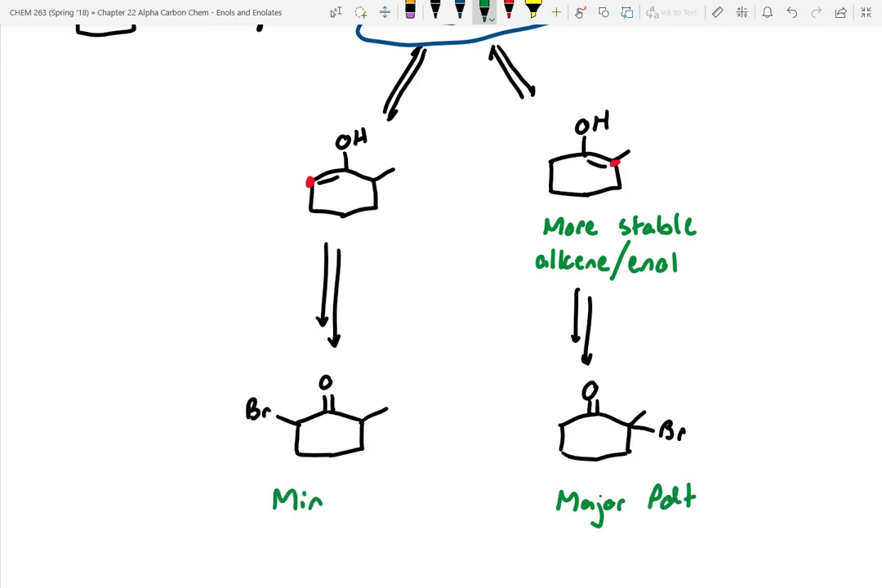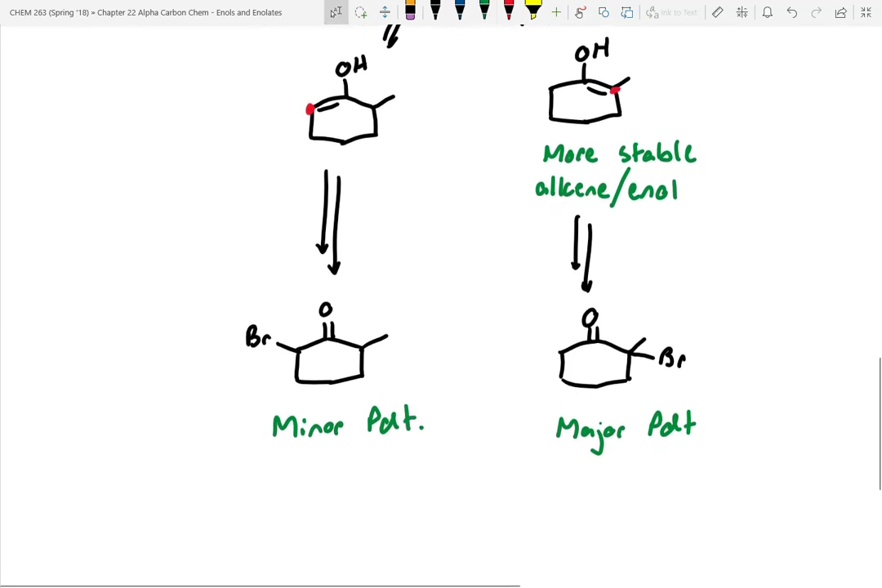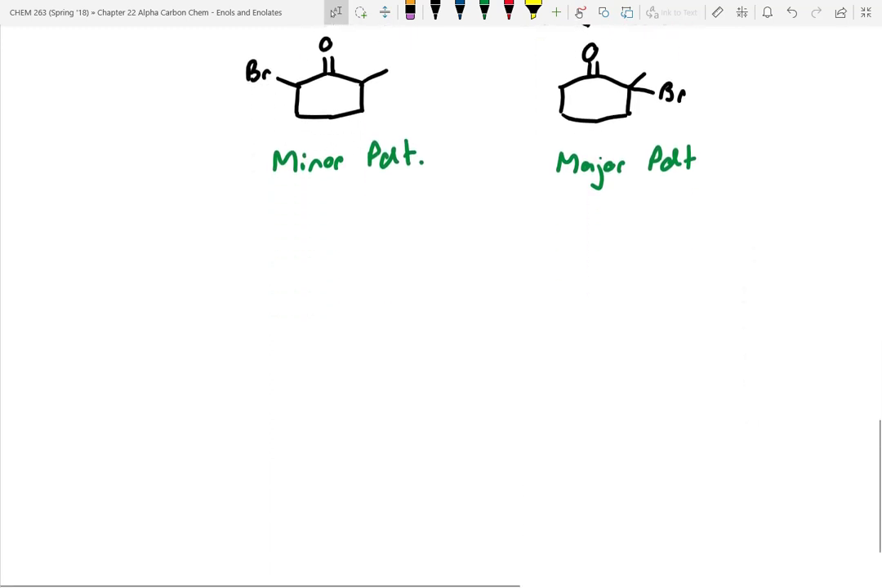And this one will be your minor product. One good thing about third term organic chemistry is all these trends we've been learning all year show up again and again and again, and you can almost start to infer which product is going to be more likely. All right, so let's take a look at the simple reaction under basic conditions.